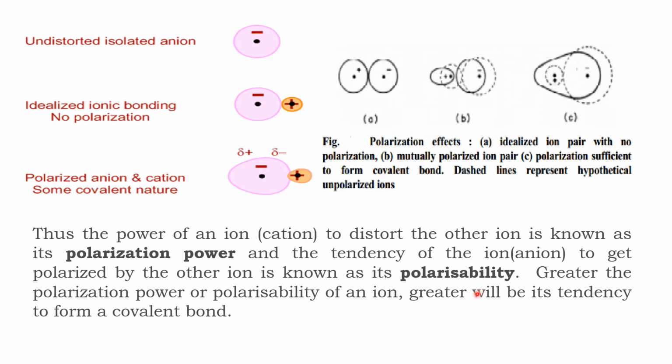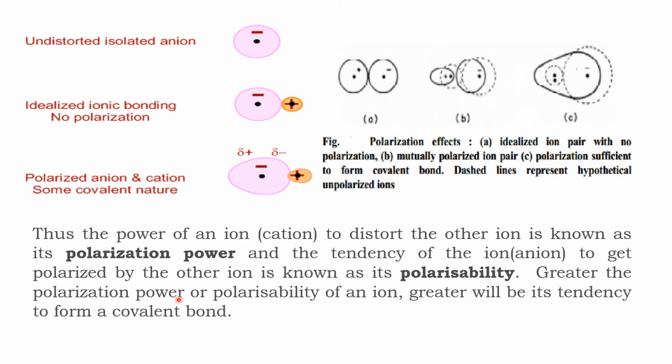Who is having polarizing power? The cation is having polarizing power. Who undergoes polarization? The anion undergoes polarization. Usually, the reverse type of polarization is negligible. That means the polarizing power of the anion is negligible, while the polarizing power of the cation is very high.